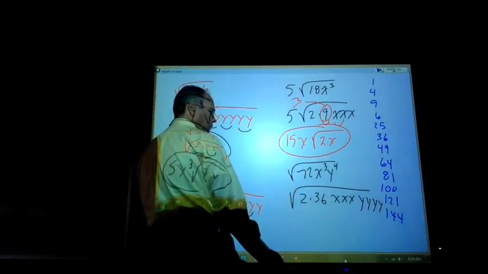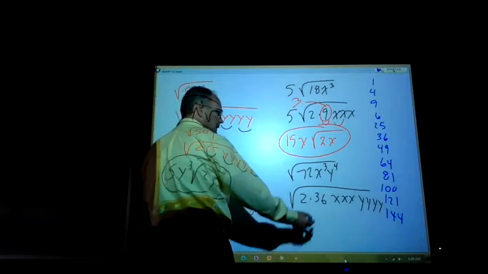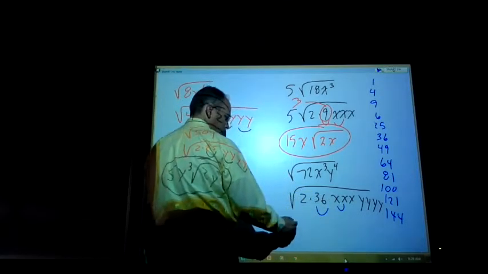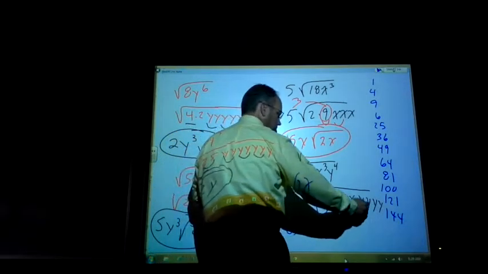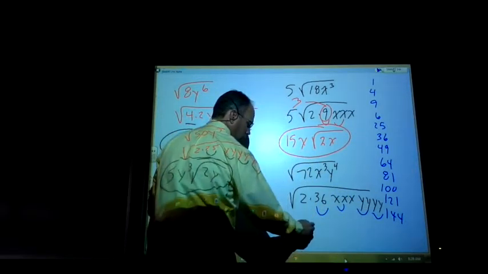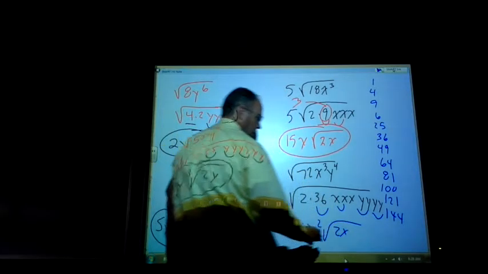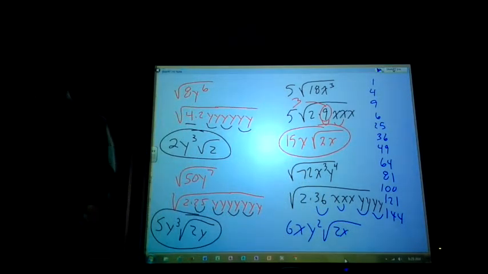So where's the square root? Which perfect square? 36. Okay, what's outside now? What's outside? What's outside? What's inside? 2x. Where did all the rest of the y's go? They all came out. We took the square root of them. So it undid it.